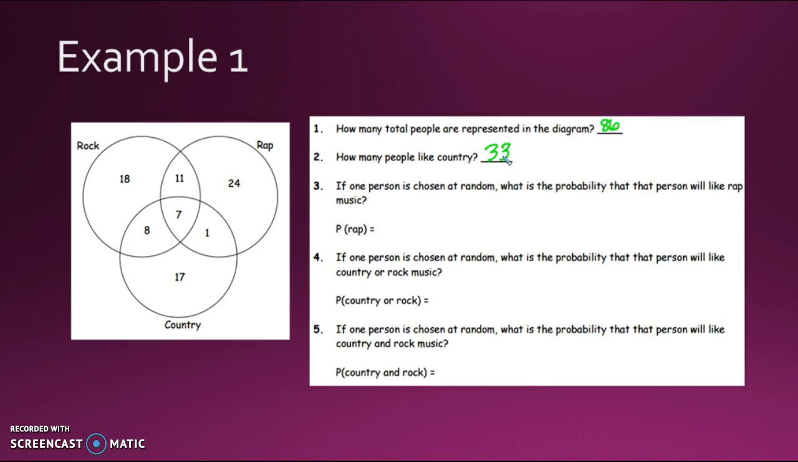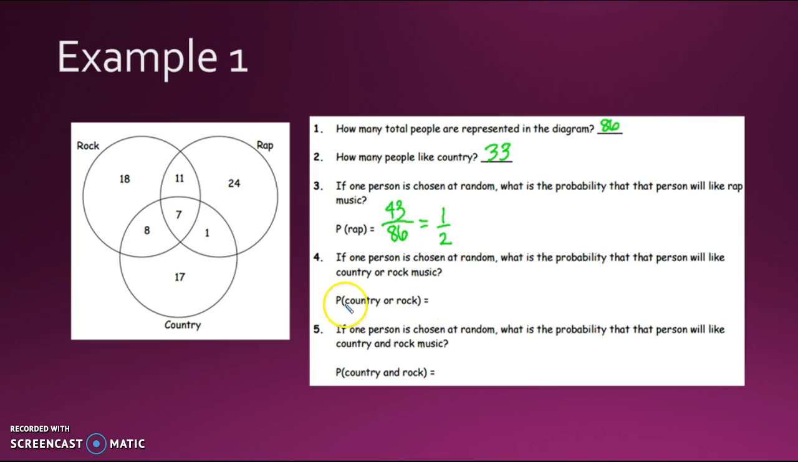Then we want to find the probability that a person chosen at random likes rap music. So remember, whenever you find the probability, it's what you want on top over the total. Well, I know my total is 86, so the 86 is going to be on the bottom. And then I want to add up everything in the rap circle. So that's 24, 11, 7, and 1. And we add those up, we get 43. And always simplify your fraction. So 43 divided by 86 simplifies to 1/2.